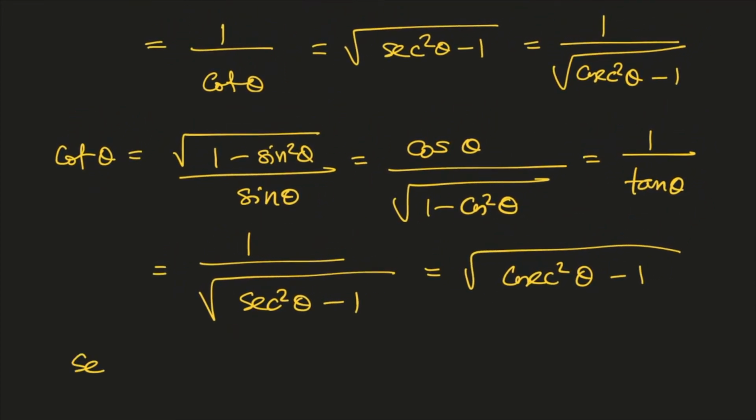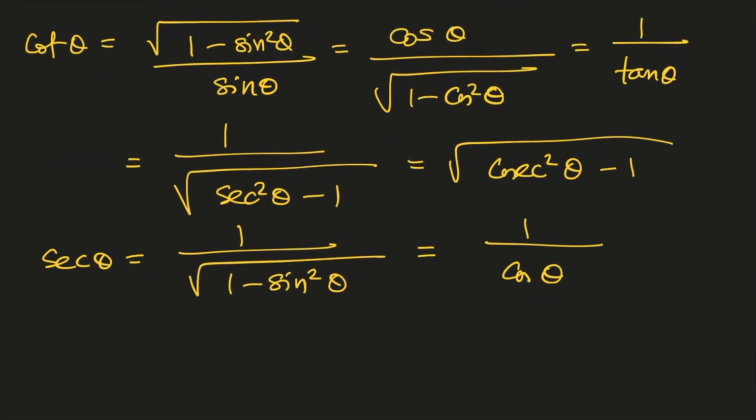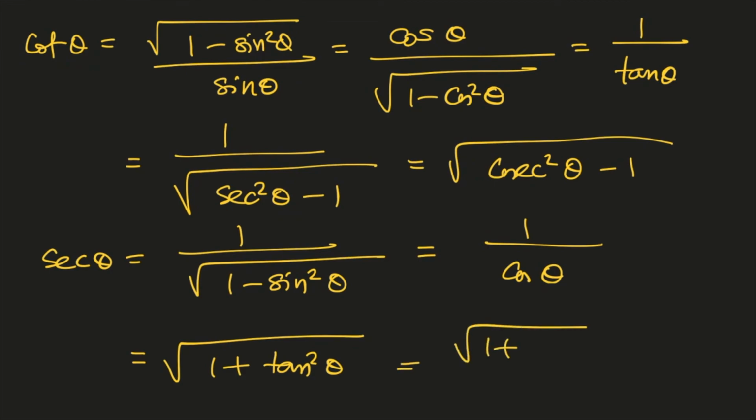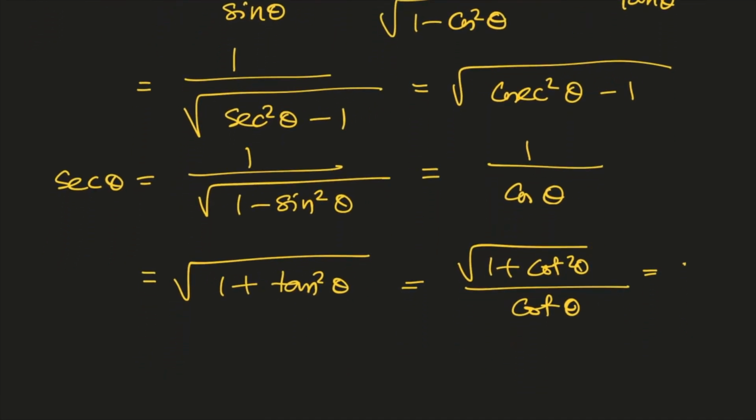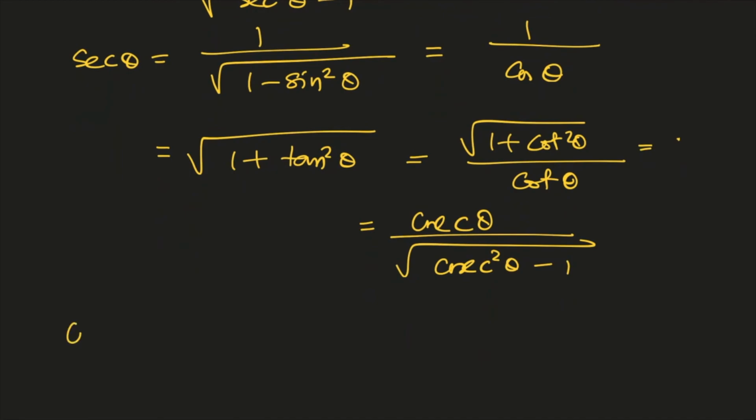And for sec theta, in terms of sin theta it is going to be 1 over root over 1 minus sin square theta; in terms of cos theta, 1 over cos theta; in terms of tan theta, root over 1 plus tan square theta; in terms of cot theta, root over 1 plus cot square theta divided by cot theta. In terms of cosec theta, this is going to be cosec theta divided by root over cosec square theta minus 1. And finally, you have cosec theta.